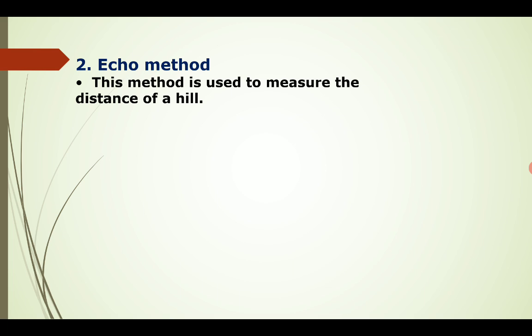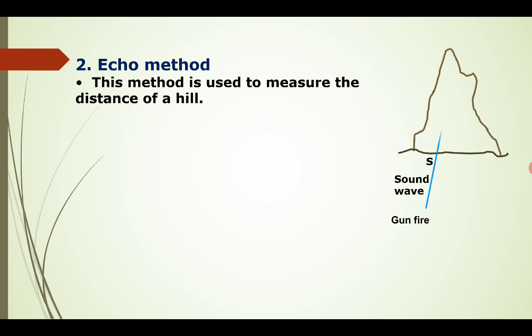So let us consider an example that we are having a hill and we are having a gunfire, and the gunfire sound is being reflected through that hill and echo is received. Now the distance between that person who is firing the bullet through a gun is capital S, and the echo received by the same person is again covering the same distance, that is capital S.